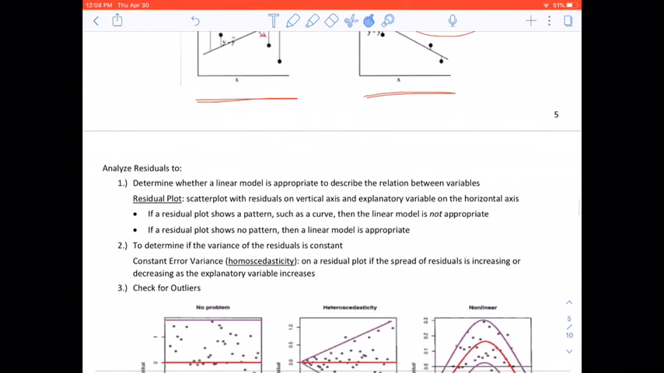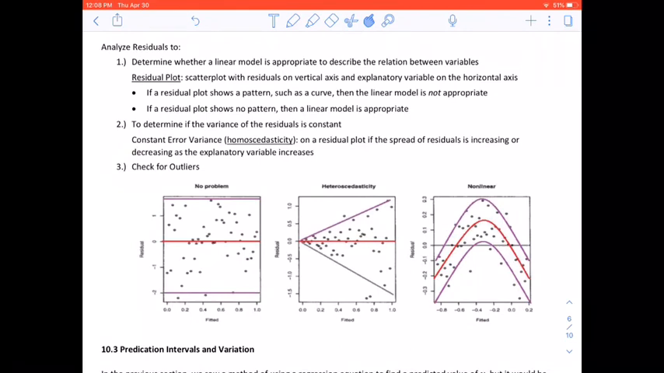We analyze residuals to determine whether a linear model is appropriate to describe the relationship between the variables. We have a residual plot. You will not be required to do this on your own. This is a scatter plot with residuals on the vertical axis and the explanatory variable on the horizontal axis. If a residual plot shows a pattern, such as a curve, then a linear model is not appropriate. If a residual plot shows no pattern, then a linear model is appropriate. This is not something you're going to have to graph on your own. However, you could be given a graph and asked to interpret it.